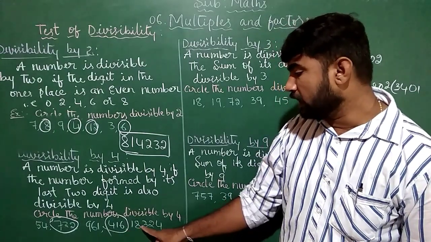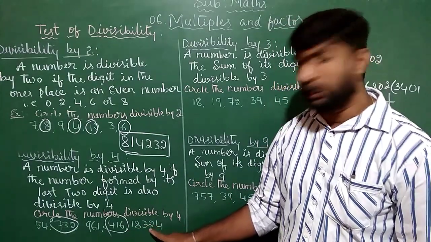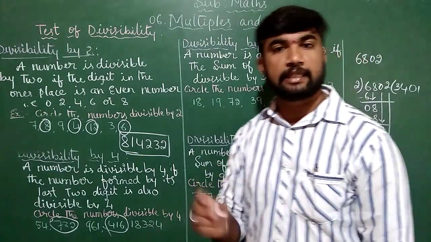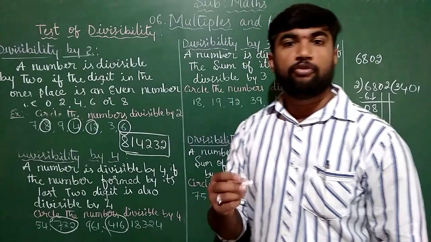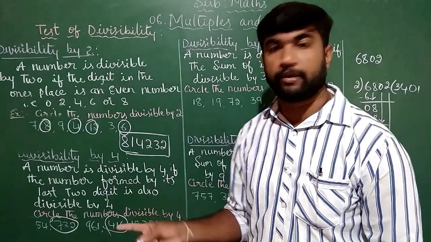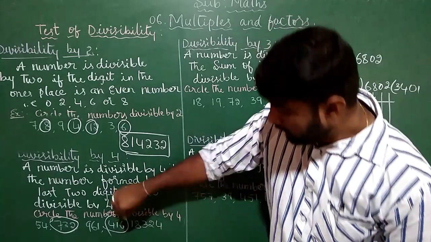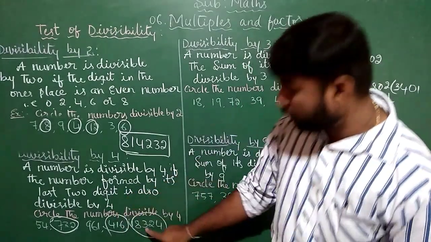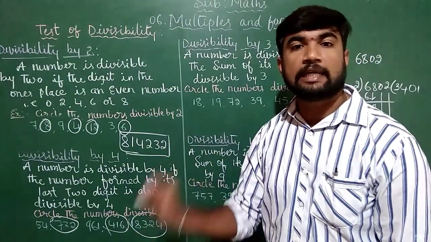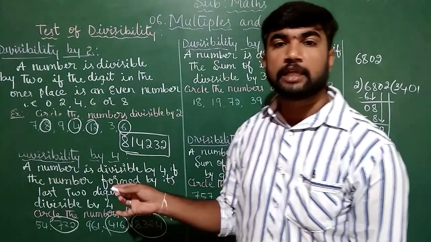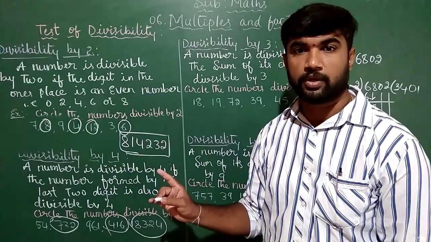Next, 18,324. Here the last two digits are 24. Is 24 exactly divisible by 4? Yes, 4 fives are 20, 4 sixes are 24. So 24 is exactly divisible by 4, and 18,324 is also exactly divisible by 4. Okay, this is the method to check the divisibility by 4.